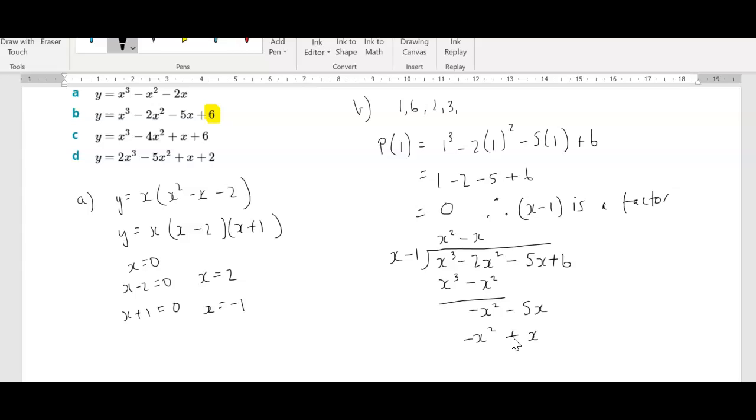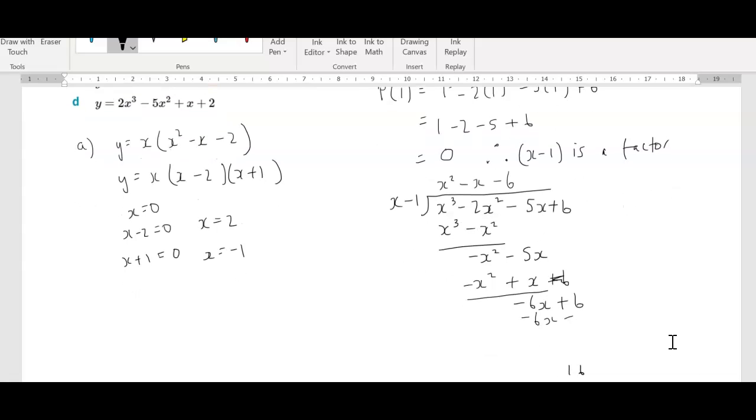So x times -1 is x, and let's bring that 6 down. Now remember, actually we don't do that just yet. You should get a remainder of 0. Sorry, I'm just thinking ahead. So -5x minus -6x, and then we bring down the 6. So negative x into -6x is -6. And then we've got -6x plus 6. So when we subtract them, we get 0.